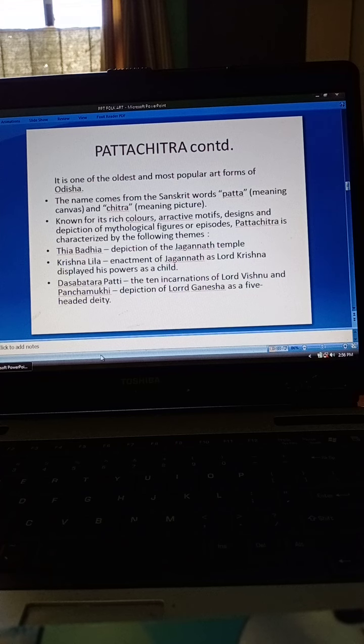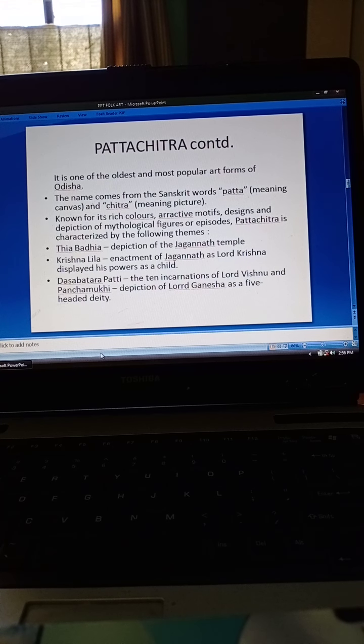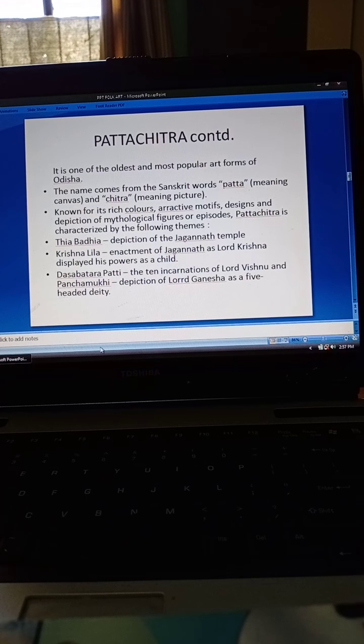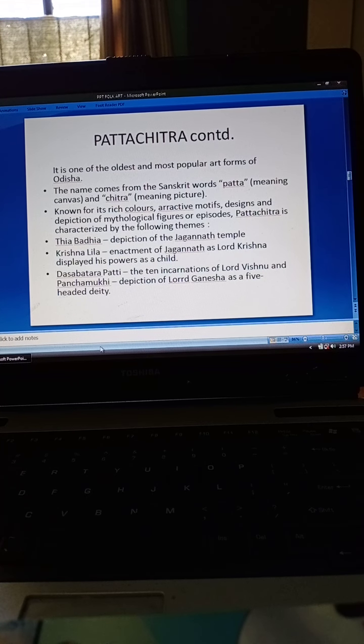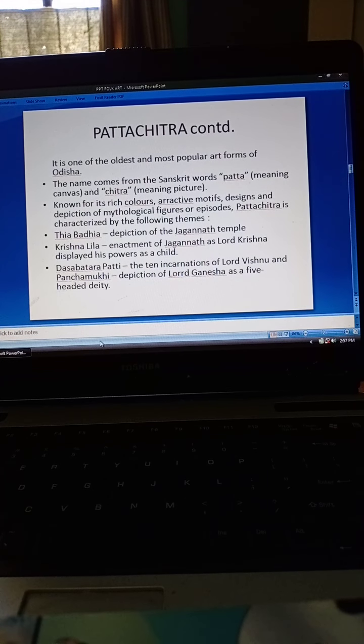Known for its rich colors, attractive motifs, designs, and depiction of mythological figures or episodes, Pattachitra is characterized by a number of themes. For example, Thiya Badhya, which is a depiction of the Jagannath temple. Then we have another theme, Krishna Leela, enactment of Jagannath as Lord Krishna, who displayed his powers as a child. Another theme of Pattachitra is Dasabatar Patti, the 10 incarnations of Lord Vishnu. And finally, one more theme is Panchamukhi, that is depiction of Lord Ganesh as a five-headed deity.